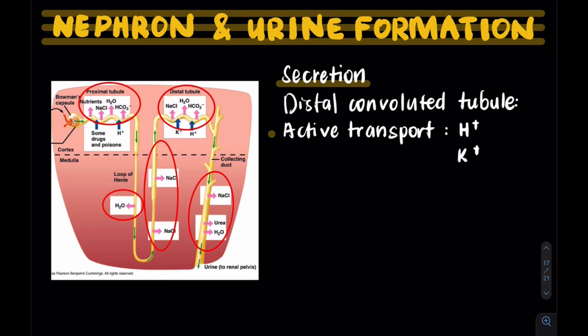At the distal convoluted tubule, active transport of hydrogen ion and potassium ion from the peritubular capillary into the filtrate occurs.